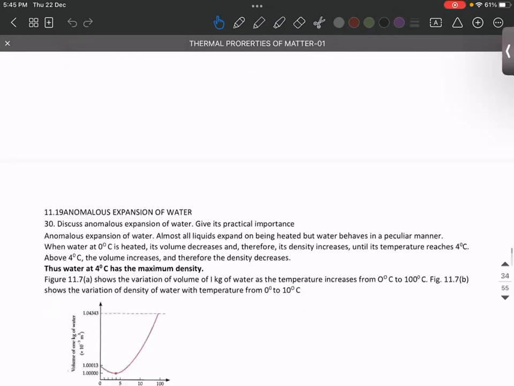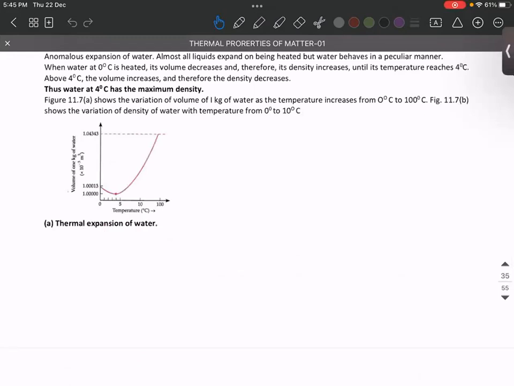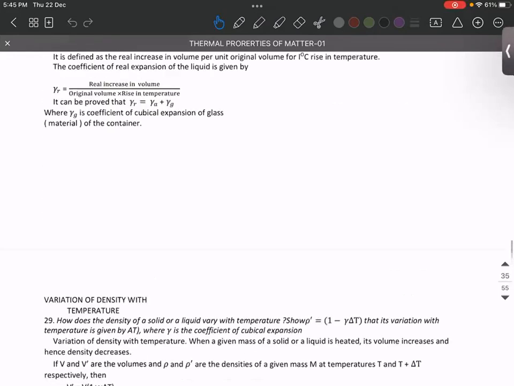And you wrote all the derivations also, which I gave you for alpha, beta, gamma.